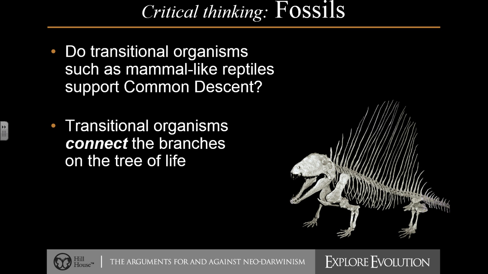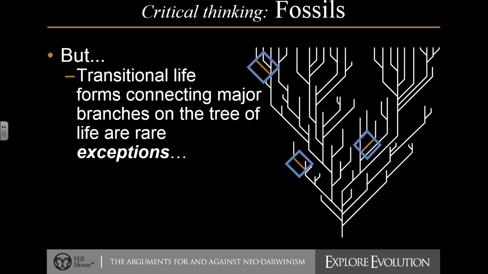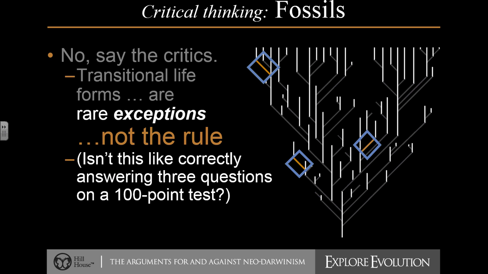And so, looking at the fossil evidence, we see a few examples of transitional organisms, things that could be argued to be an in-between or intermediate form between two groups. The mammal-like reptiles are often cited as an example. But again, those few examples are the exception. So the book raises the question, if you got only 3 questions right on a 100-point test, could you really argue that you know the material, based on those 3 correct answers, not the 97 that you missed? Kind of the same thing.